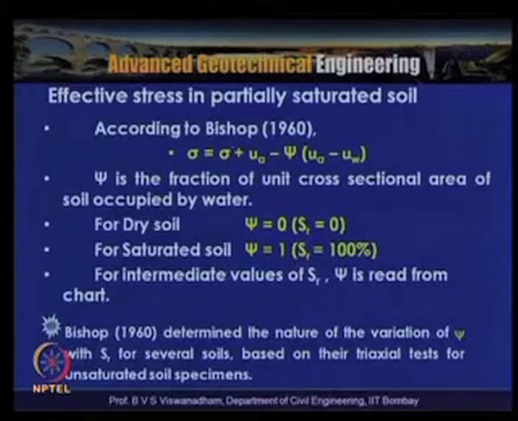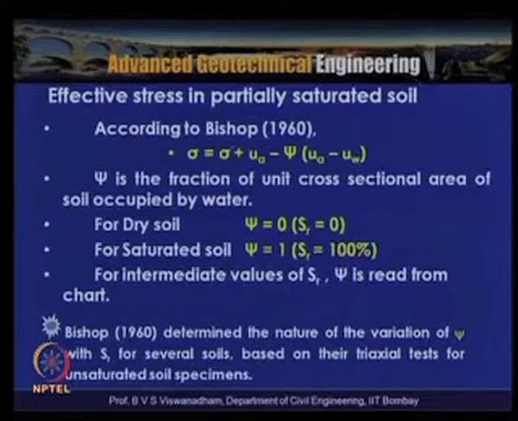For dry soil, the degree of saturation is 0, and psi is equal to 0. For saturated soil, psi is equal to 1, that is, for a degree of saturation equal to 100%. For intermediate values of Sr, psi is read from the chart given by Bishop from the triaxial test. By conducting triaxial tests, the values of psi, that is, the fraction of the cross-sectional area of the soil occupied by the water, are obtained.